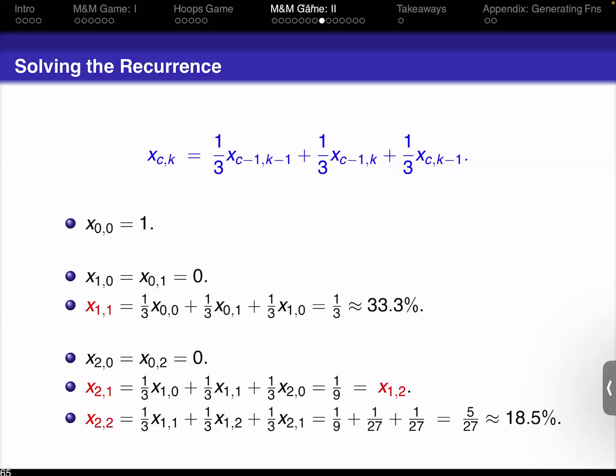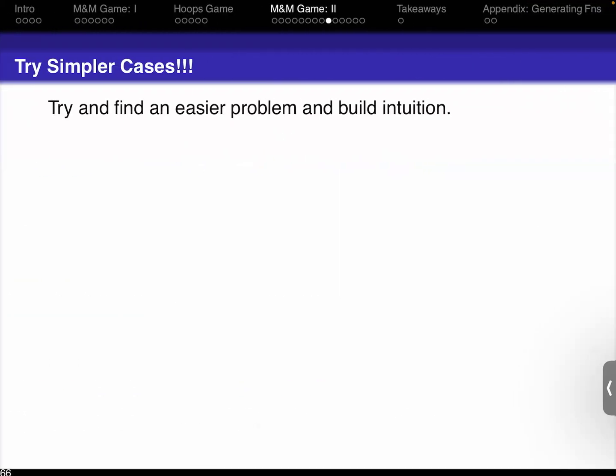We now know x_{2,0} and x_{0,2} are 0. We can now calculate x_{2,1}. And if we know x_{2,1}, we know x_{1,2}. And we can get x_{2,1} in terms of things whose indices have a smaller sum. So think of the first one, the x_{0,0}, the sum of the indices is 0. The x_{1,0}, x_{0,1}, the sum of the indices is 1. Now we're looking at the sum of the indices is 2. And we can keep marching down like that. And so we can calculate x_{2,2}. We can keep going, and we can find the solution.